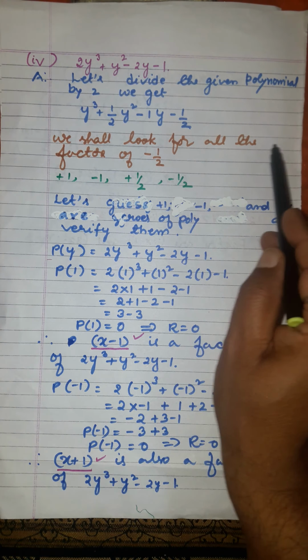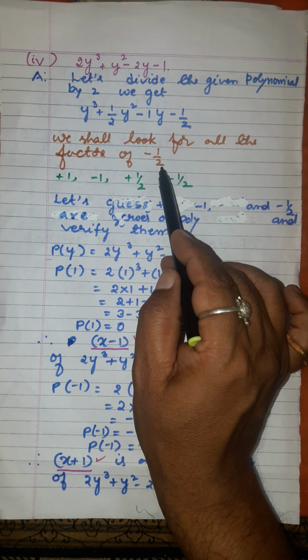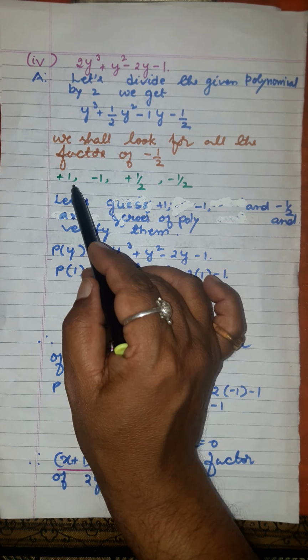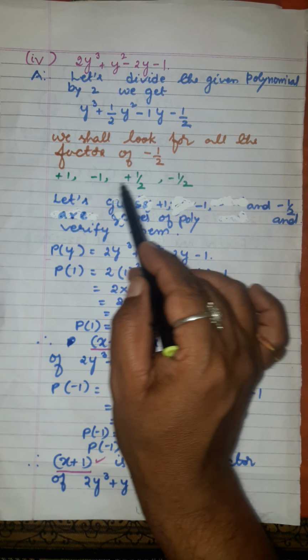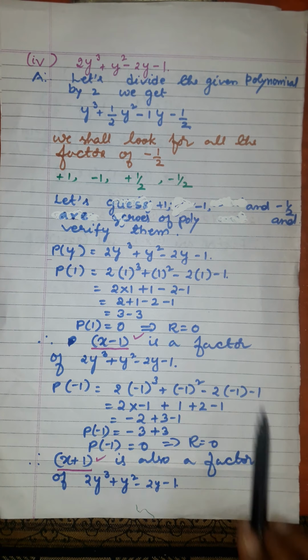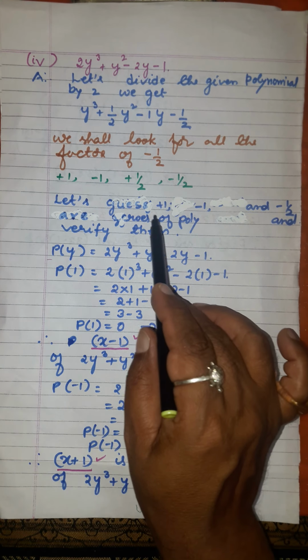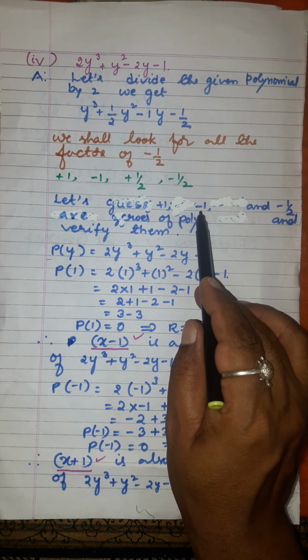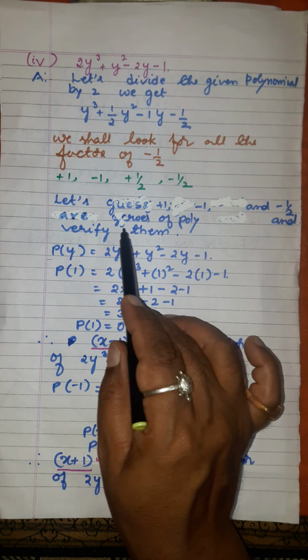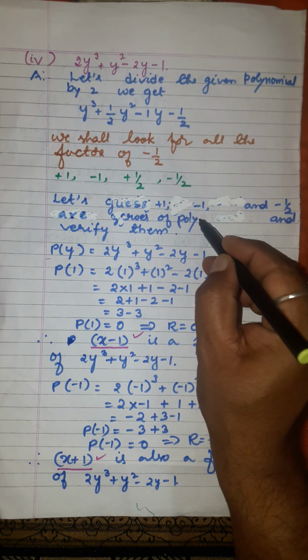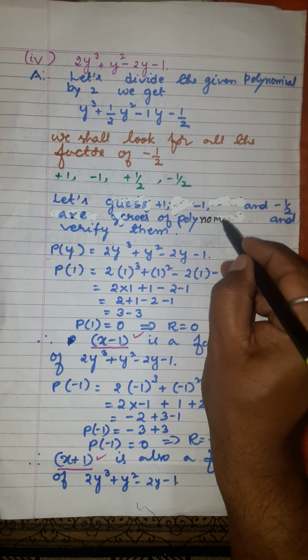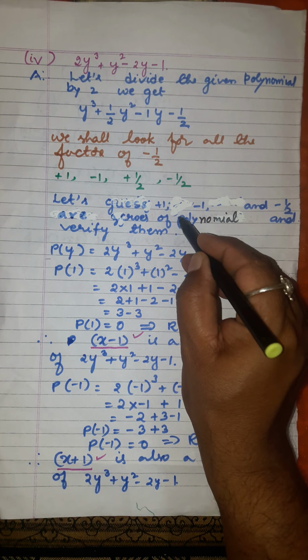So we shall look for the factors of minus half. So plus 1, minus 1, plus half and minus half. So they are the factors of minus half. Let us guess plus 1, minus 1 and minus half are the zeros of the polynomial. They are the zeros of the given polynomial.